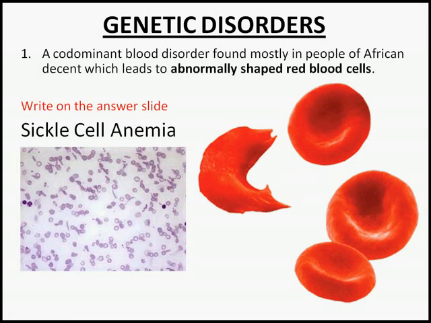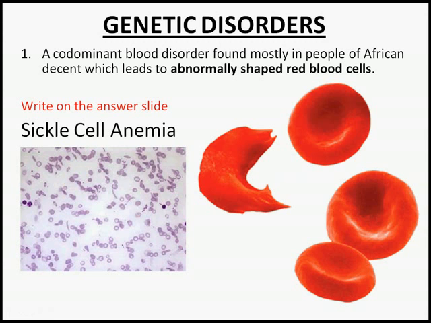I'm going to go through these one at a time on each slide, but you have an answer slide with 1 through 13. I'm going to give you a quiz on all these, so a good way to quiz yourself is to separate question from answer. So write this down on the slide that has blanks 1 through 13: sickle cell anemia.